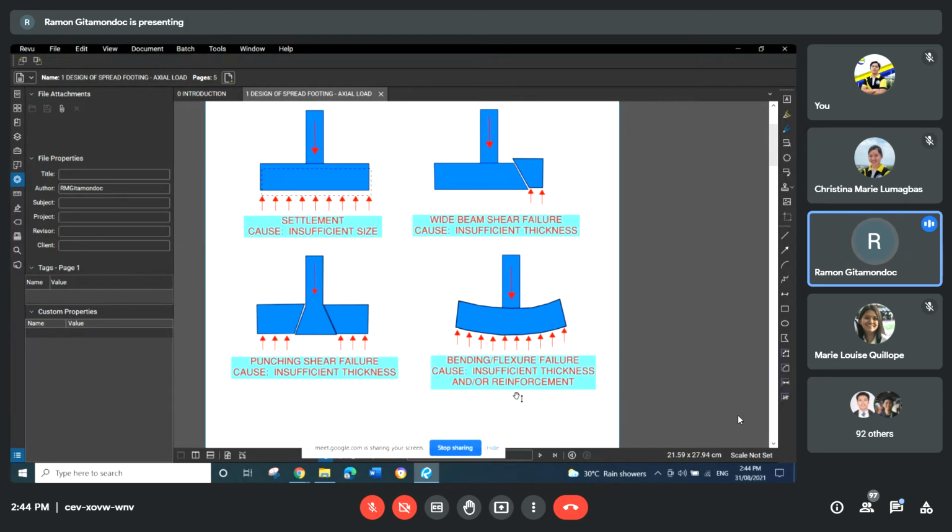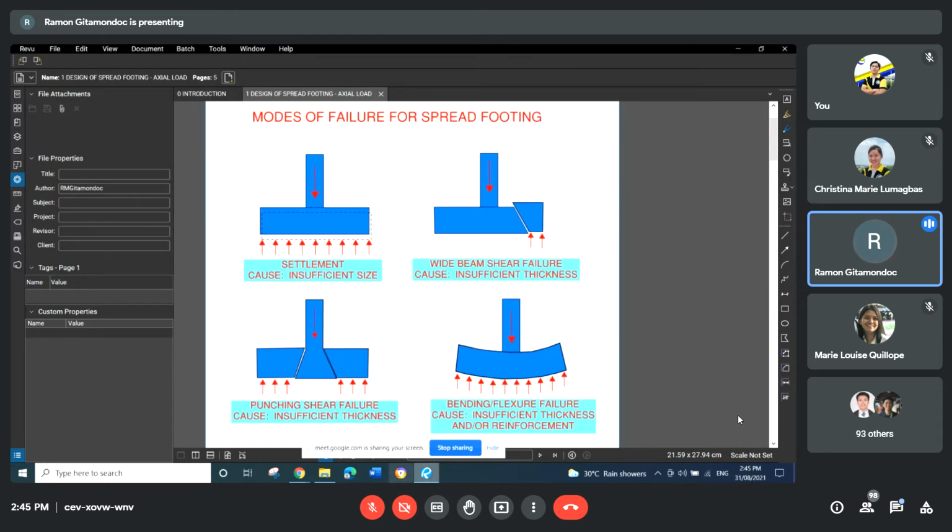So, next meeting, we will discuss the design of spread footing, no? I don't want to start the discussion now because we only have 15 minutes left, and we don't want the discussion to be cut in the middle of the solution to the problem. Okay, so I think that's all for now, and my voice is also not good at this time.